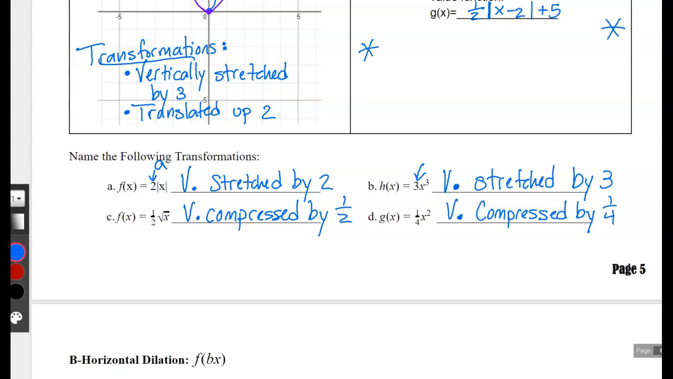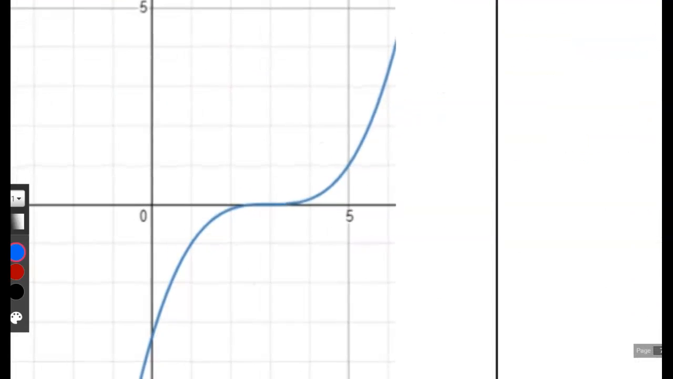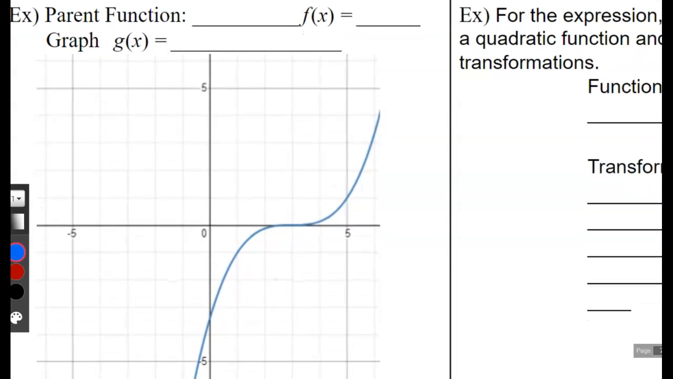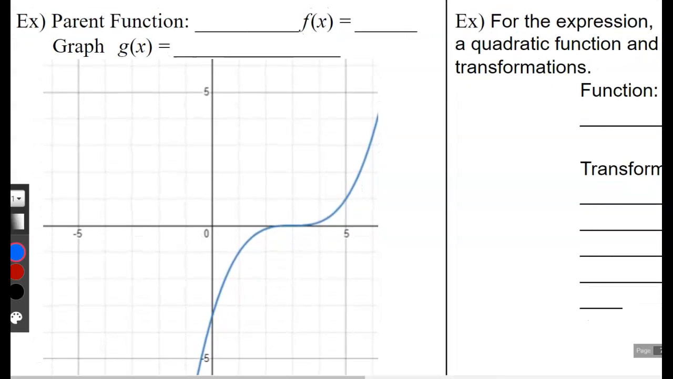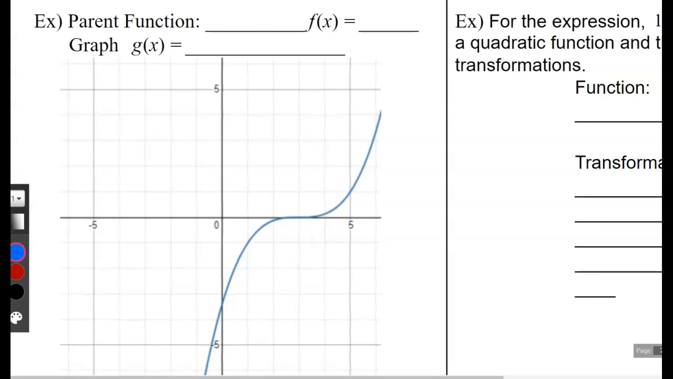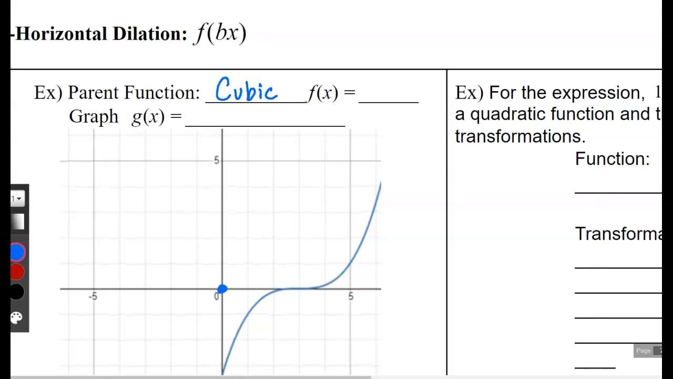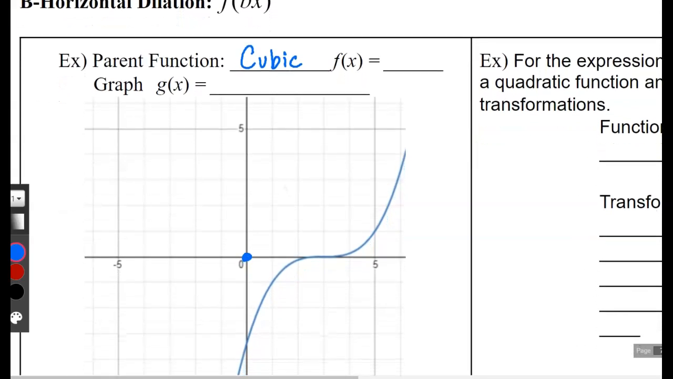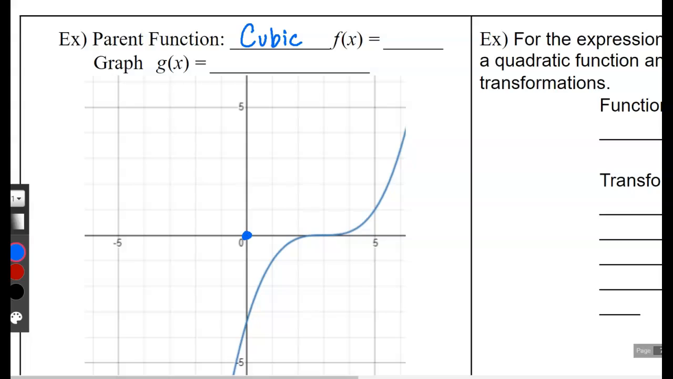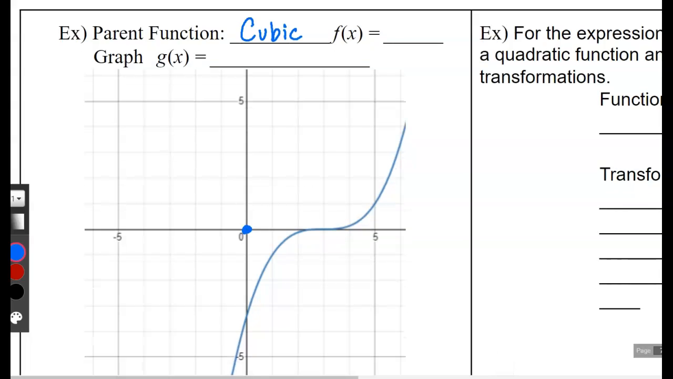So now, let's look at a graph. I'm just really quickly here going to draw the parent function for this. What type of parent function is this, by the way? It's a cubic. For this example, under B, horizontal dilations, this graph depicts a cubic. What is the equation for a cubic? Parent function. X cubed. Good.